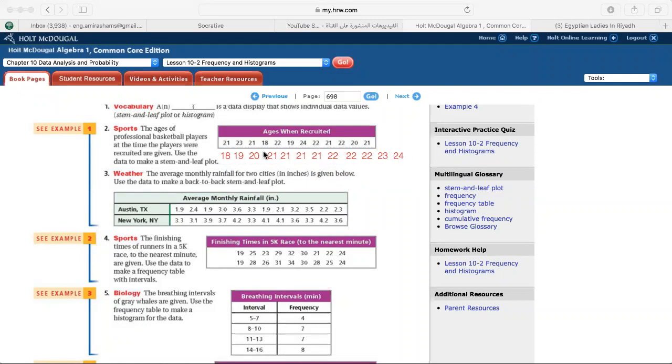Count the numbers before you start to make sure that you didn't miss any number. 1, 2, 3, 4, 5, 6, 7, 8, 9, 10, 11, 12. Count the numbers here again: 1, 2, 3, 4, 5, 6, 7, 8, 9, 10, 11, 12. We didn't miss any number. Okay, what are we going to do next? We're going to make stem and leaves. I will write it here.